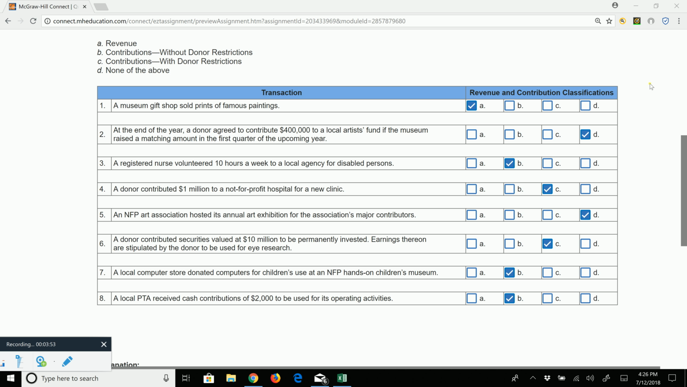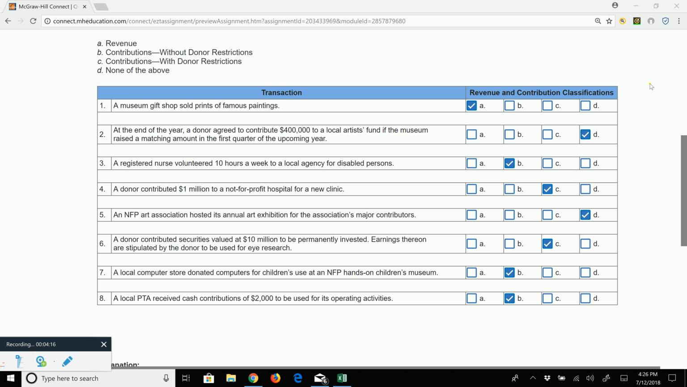It's a contribution without donor restriction. It's not like the nurse said, I will service some disabled persons but not the others. Okay, so it is unrestricted, if you will, but it is a contribution. And it's going to be recorded as an expense at the same time because obviously she's utilizing her services.